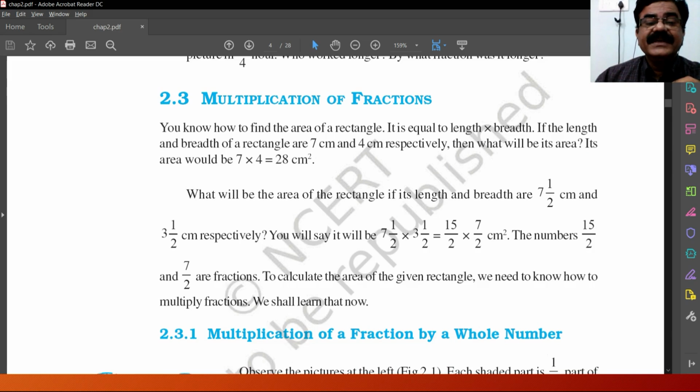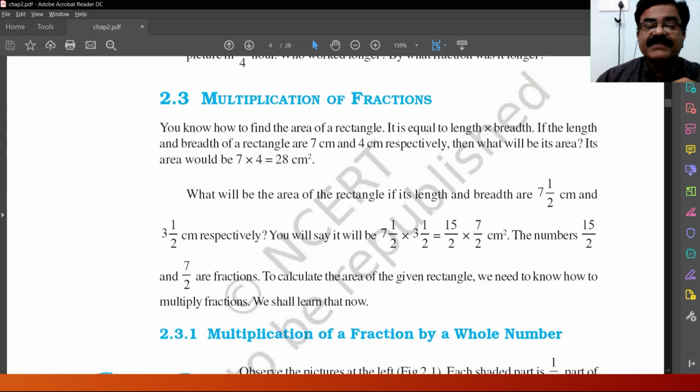What will be the area of a rectangle if its length and breadth are 7 1 by 2 cm and 3 1 by 2 cm respectively? You will say that it will be 7 1 by 2 multiplied by 3 1 by 2, that is equal to 15 by 2 multiplied by 7 by 2 centimeter square.